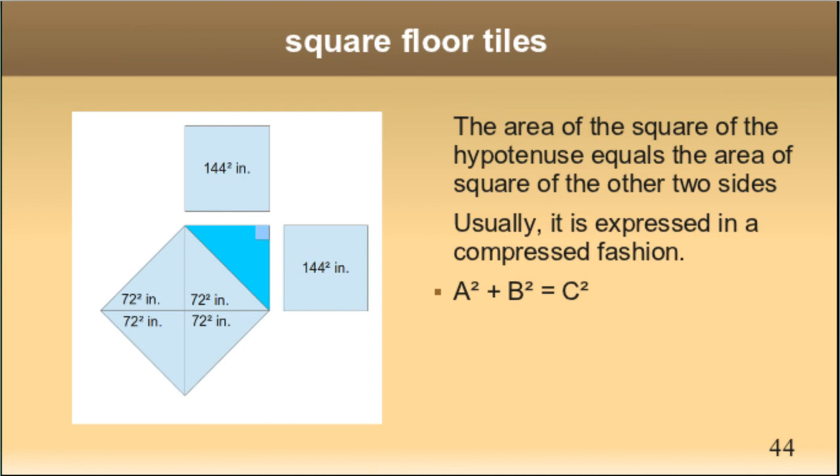The area of the square of the hypotenuse equals the area of the square of the other two sides, and usually it is expressed in a compressed fashion: A squared plus B squared equals C squared.